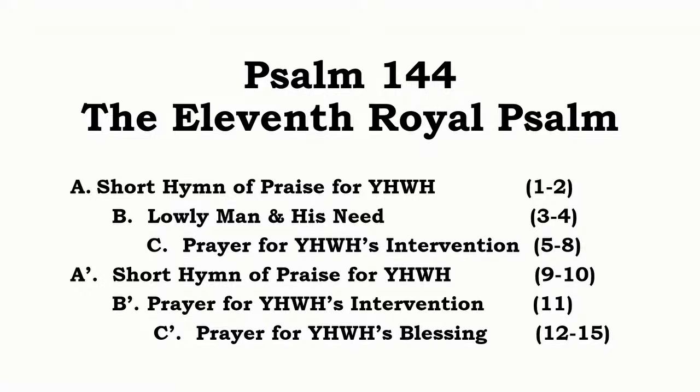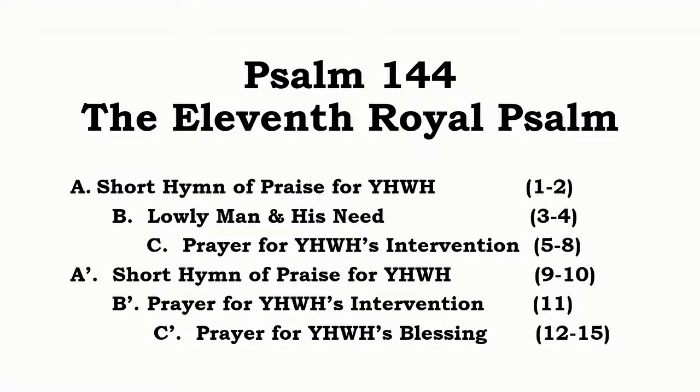Then the king identifies man as lowly in comparison with God and needy. That'll be in verses 3 and 4. Then the king will make a prayer for Yahweh's intervention. So it's praise, accepting the fact that creatures are below God, and then a prayer for intervention in verses 5 through 8.